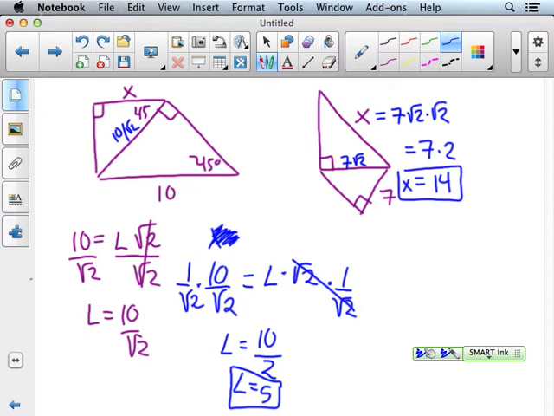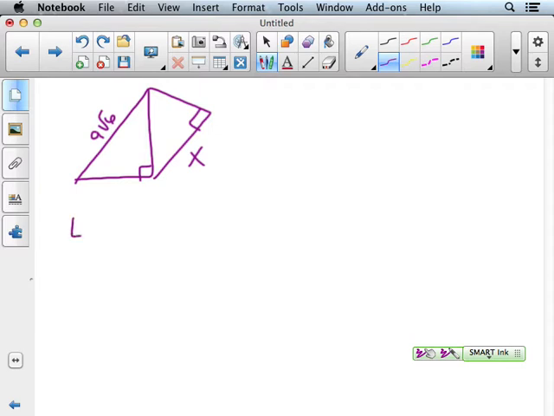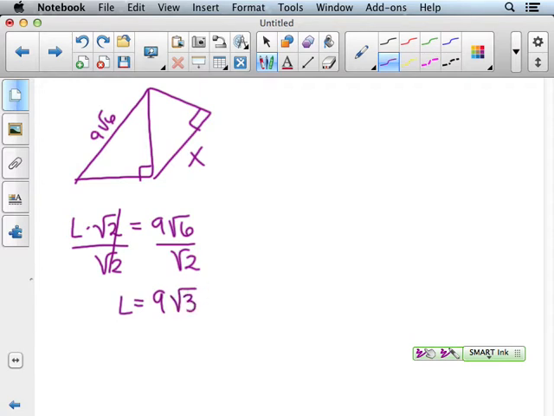And the last one. Degrees, 90 degrees. So here's 9 square root of 6. That's my hypotenuse, and here's x. All right, so I know that the hypotenuse equals the leg times square root 2. So that means L times square root 2 equals 9 square root 6. I'm going to divide both sides by square root 2 to figure out my leg. So leg equals 9, and then square root 6 divided by square root 2 is square root 3. So that means that this part here is 9 square root 3.